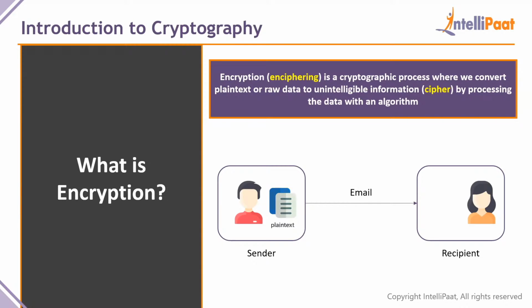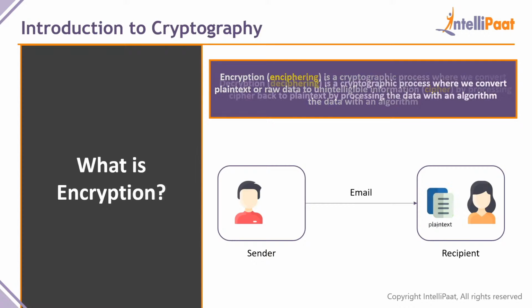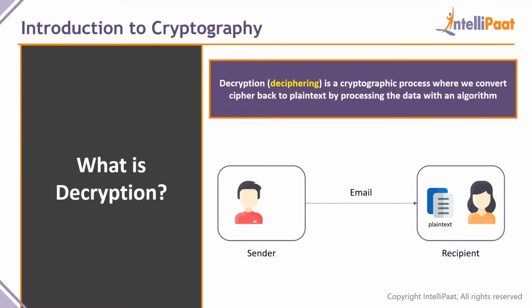What will happen is you'll convert that plain text data into a cipher by passing it through an algorithm or some sort of a processing framework, right? And once you've done that, you pass that cipher on to the recipient, right? So even if the intruder gets access between you and the recipient, the person will not be able to understand the original meaning of the message because it has been converted into something else. It has been converted into unintelligible information.